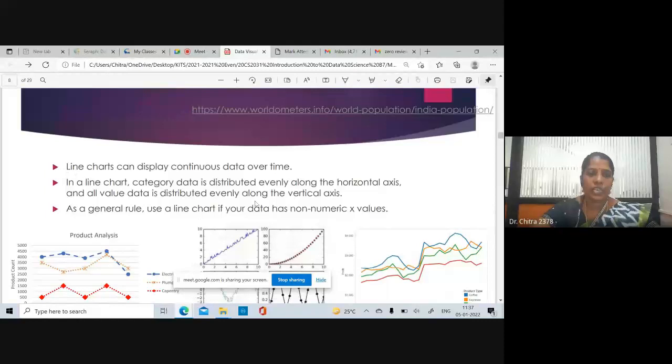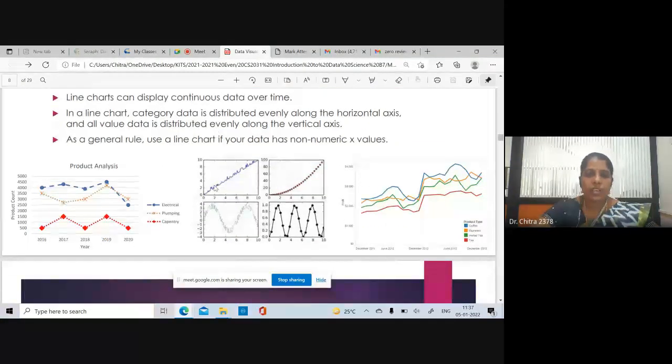Line charts can display continuous data, continuously displaying the values. In a line chart, category data is distributed evenly along the horizontal axis. I already told you it's distributed along the horizontal axis, and the value is represented on the vertical axis. These are some examples of line charts.